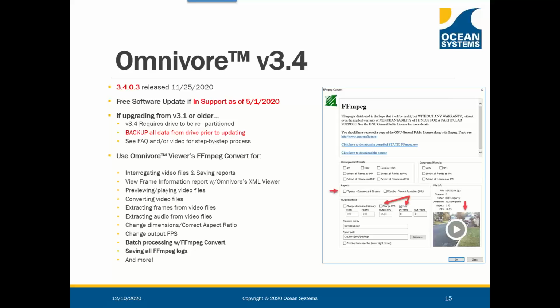Leveraging FFmpeg, one of the huge things, batch processing. So with FFmpeg Convert, you can drop a whole folder of files in there, perform multiple actions. I can say I want uncompressed AVI and I want a compressed MP4. And I also want to extract all frames or so on. So you can do multiple actions, but maybe even more importantly, save log.